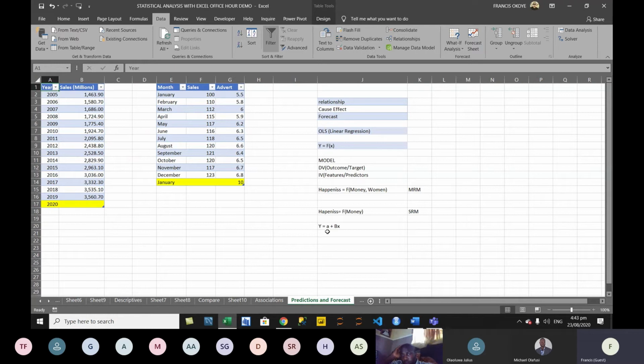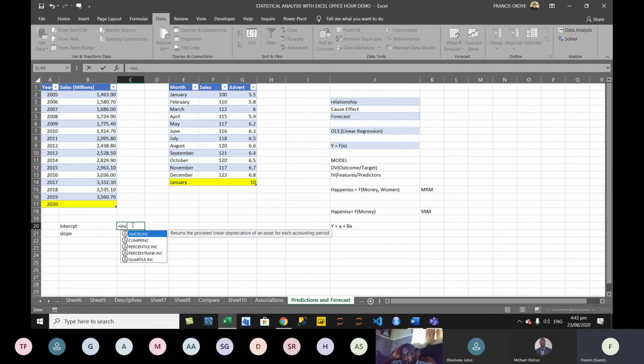Your a is called your intercept, and your b is called your slope. Now, in Excel, you also have a function called intercept. So what's my known y? It must be clear: what is my y, and what is my x? This is my y. What is my x? Now, most times, this is time.